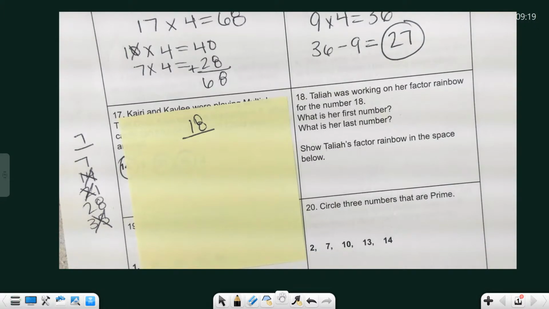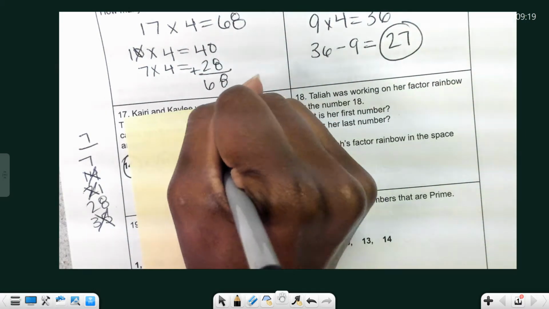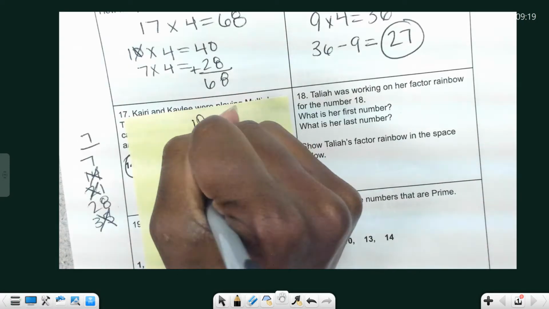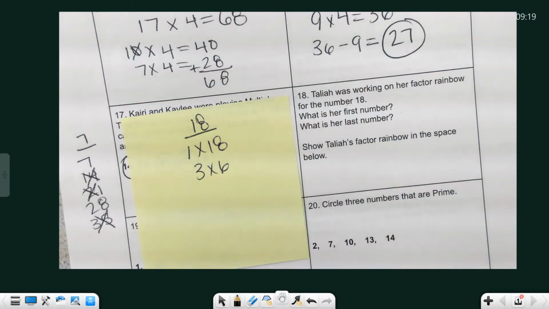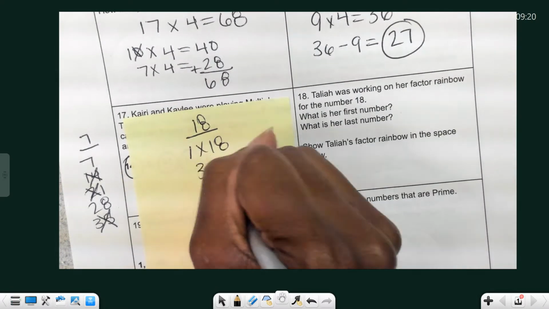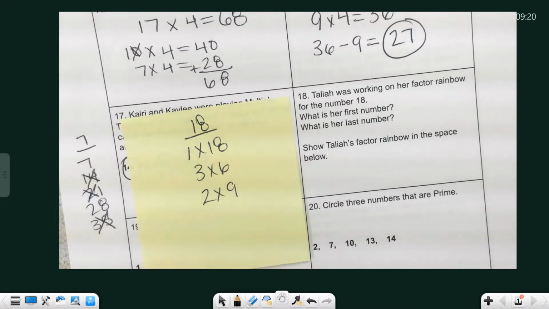What's one factor pair? Kaylee. 1 times 18. Another one, Faith. 3 times 6. Another one, Mario. 4 times 9. Not 1 times 9, he said 4 times 9. 2 times 9. Anything else? Look at what we already have listed. Anything else?